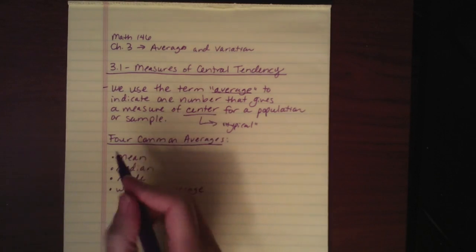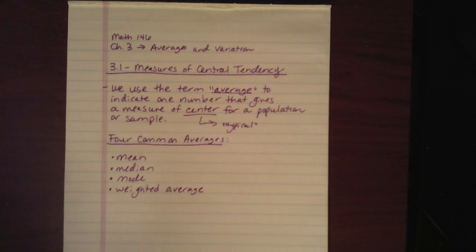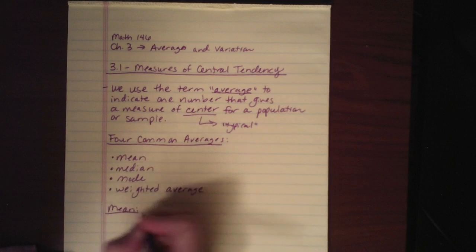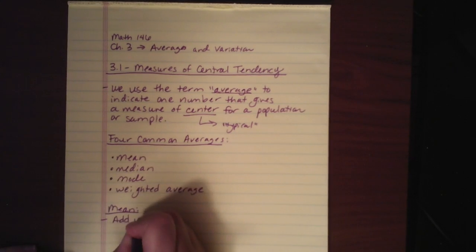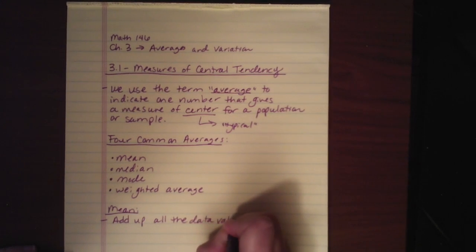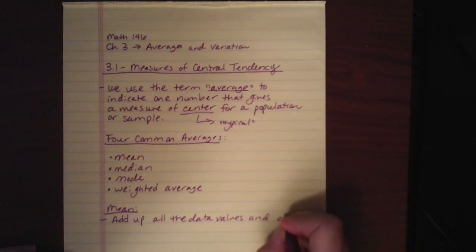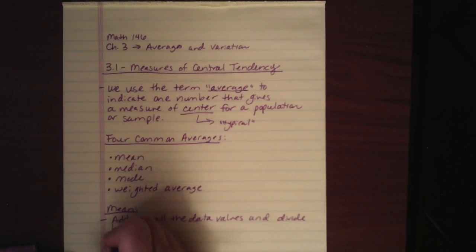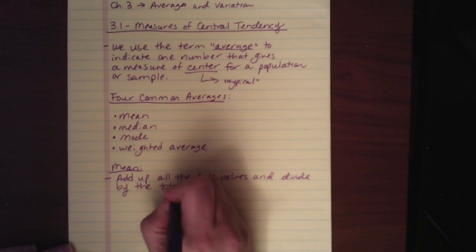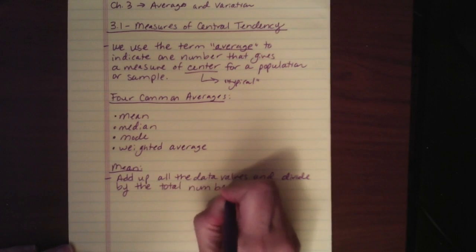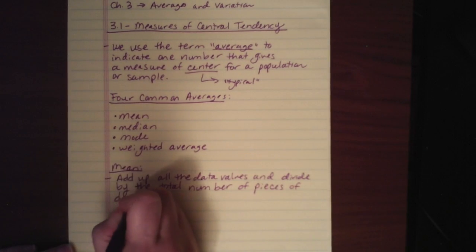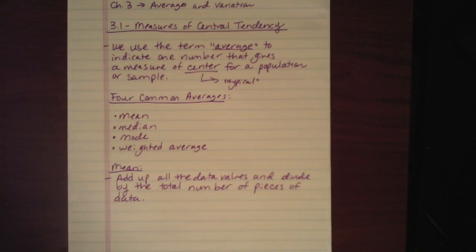The mean is the thing that you most commonly hear people refer to as the average of a set of data. So for the mean, we add up all the data values and divide by the total number of pieces of data. Okay, so that's how we find the mean.